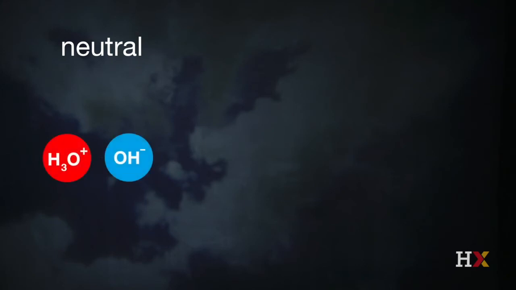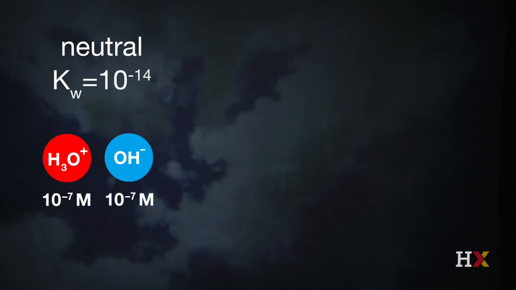This is the case where we've got pure water, and as we know, the concentration of H3O plus and the concentration of OH minus exactly balance. They exactly balance because their product has to be 1 times 10 to the minus 14, and in that case their concentration is 10 to the minus 7, identically for both.